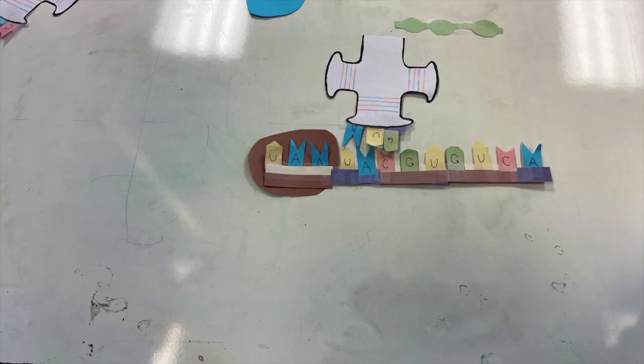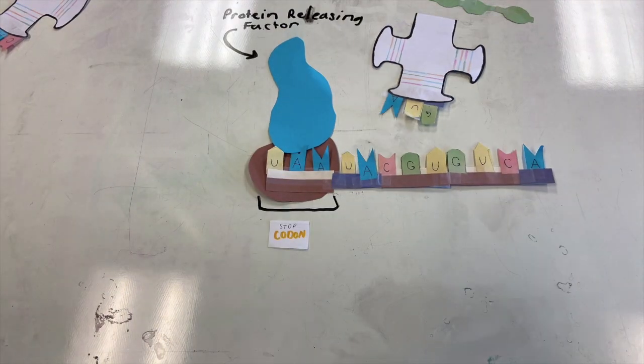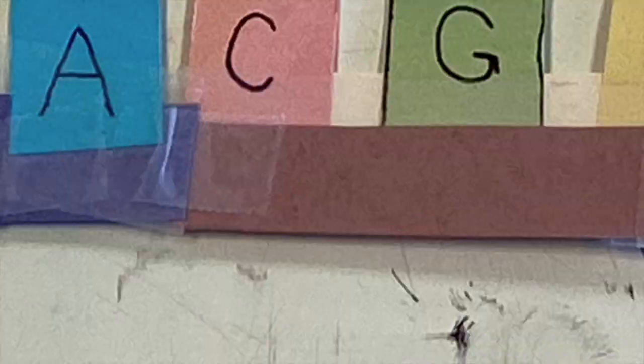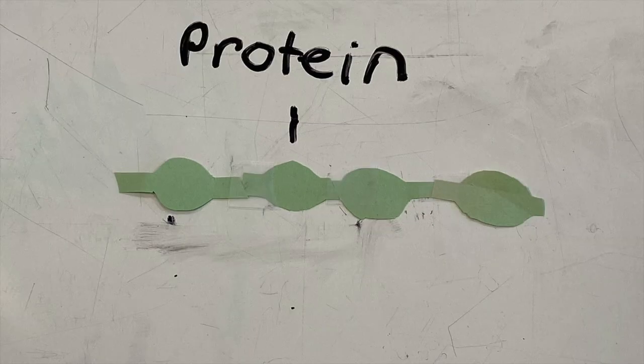We're in the termination stage, which occurs when the stop codon reaches the ribosome, which is UAA, and the protein releasing factor will release the tRNA and the polypeptide chain, and that'll result in the final product, which is protein.